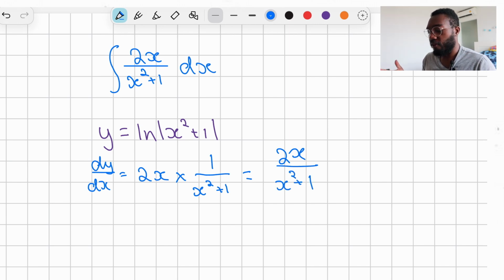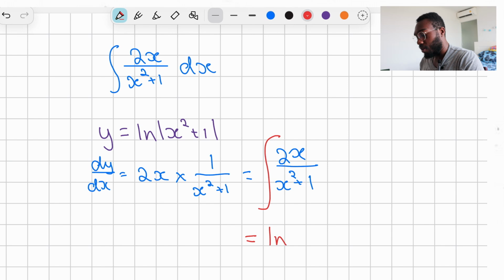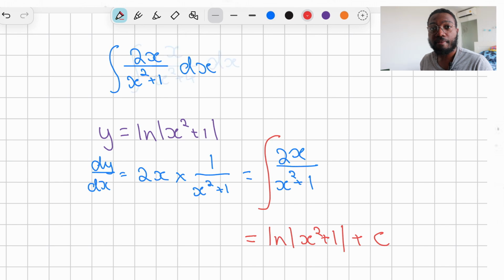So therefore, if we differentiated ln of x squared plus 1 we get 2x over x squared plus 1, therefore that means that if we were to integrate 2x over x squared plus 1, it would equal ln of x squared plus 1, and then obviously don't forget your c because it's undefined.